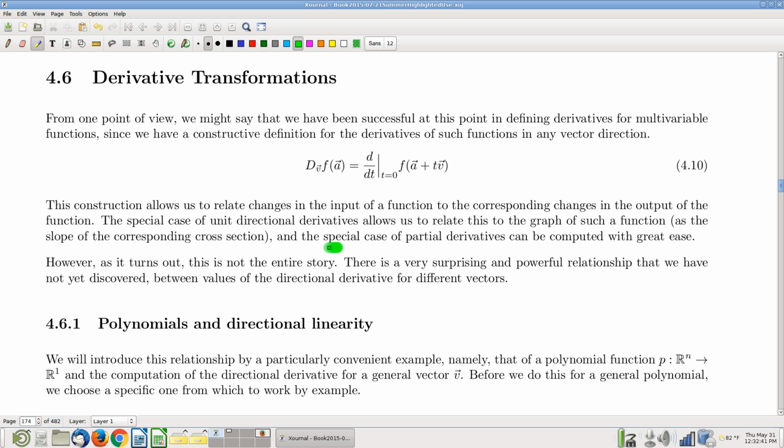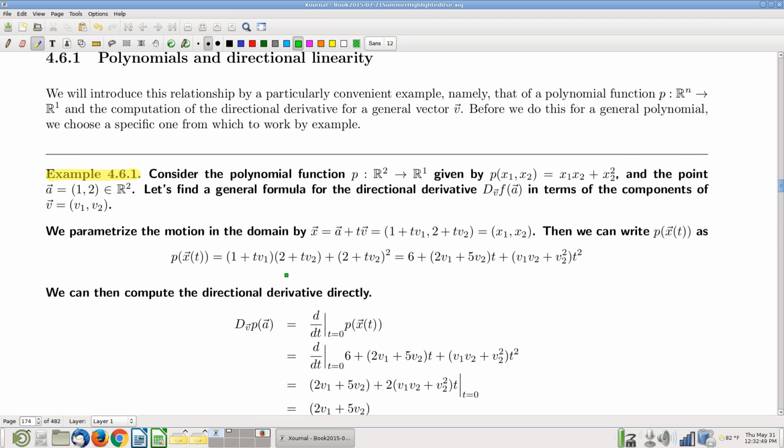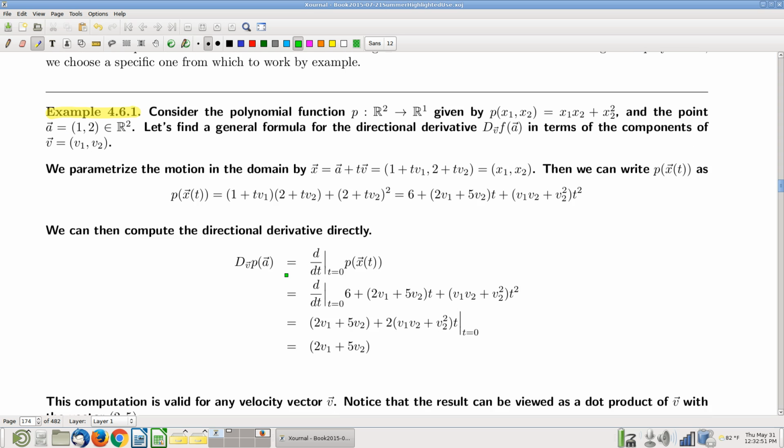It turns out there's more to the story, quite a bit more to the story. So I'm going to come at this in stages. I'm going to start with an example of, let's just compute some directional derivatives. Not that we haven't done these before, but anyway, here's a polynomial function. Now it's key for the purposes of this example that this is a polynomial. And I'm going to compute the directional derivative.